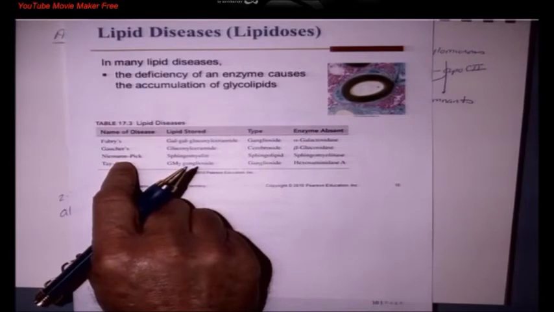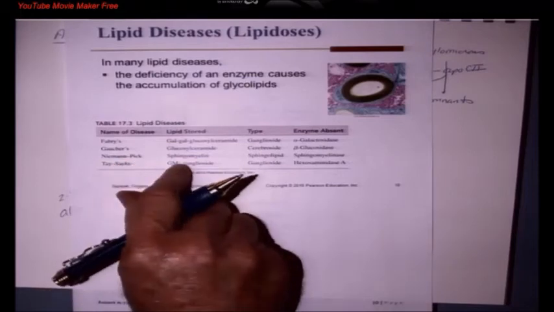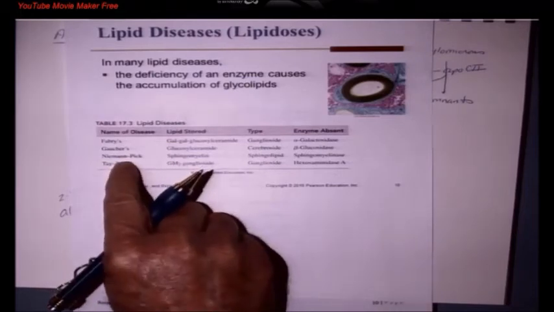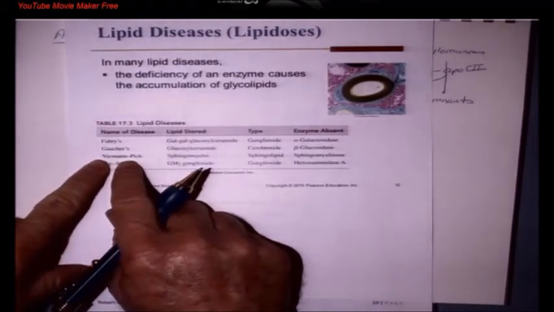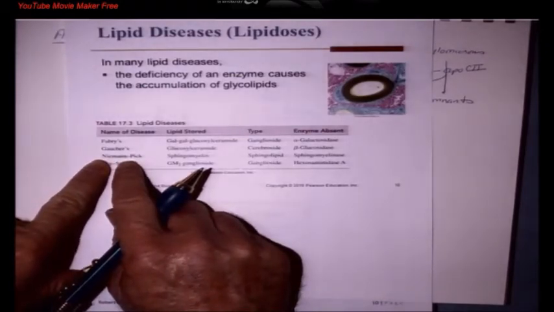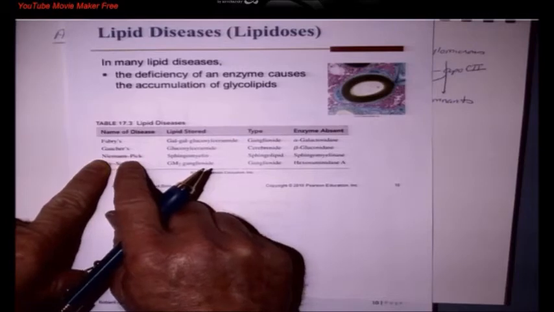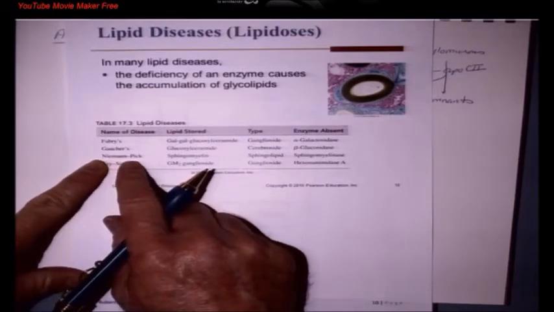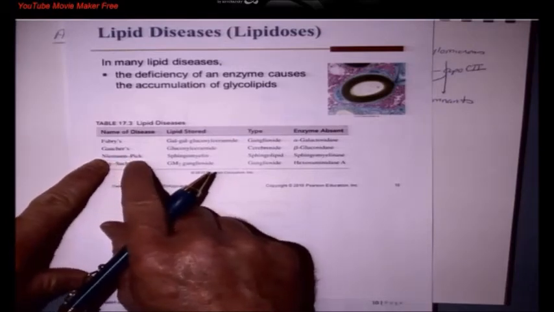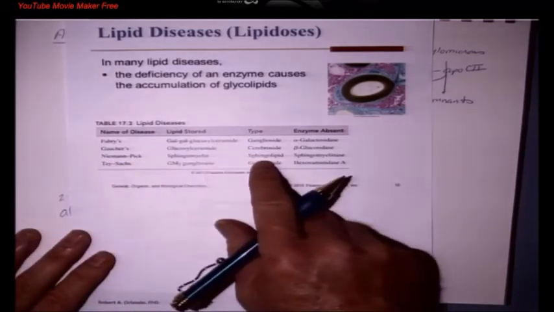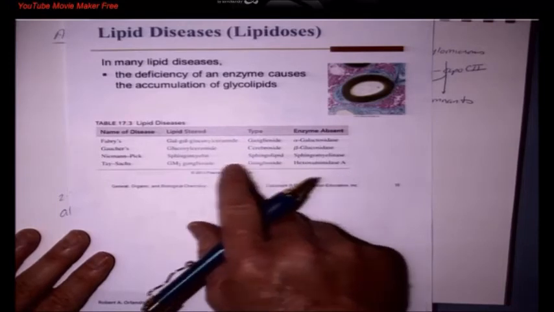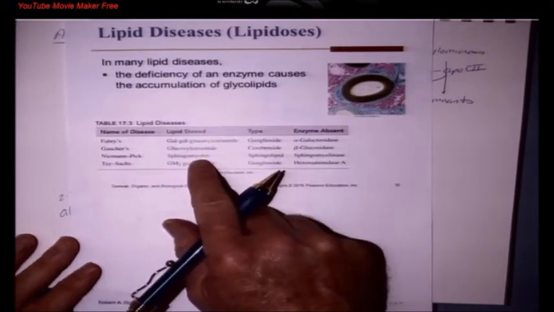Niemann-Pick. So Niemann-Pick is a brain development problem, primarily because this particular protein, which is called the Niemann-Pick C1, NPC1, is deficient in these individuals. And so what happens in Niemann-Pick disease is that these individuals cannot process sphingolipids, primarily sphingomyelin.